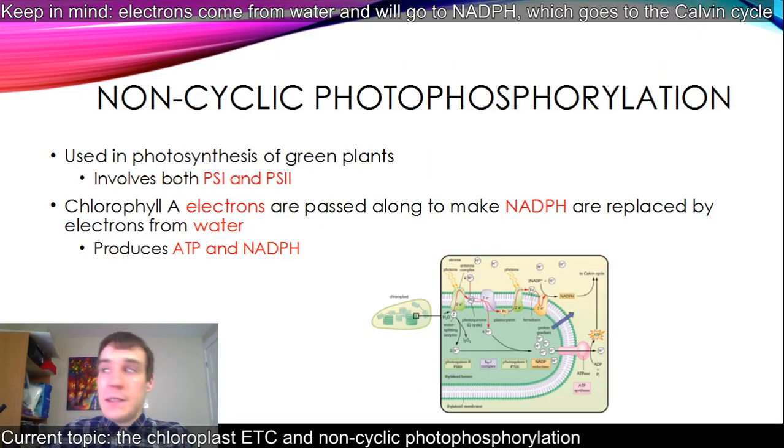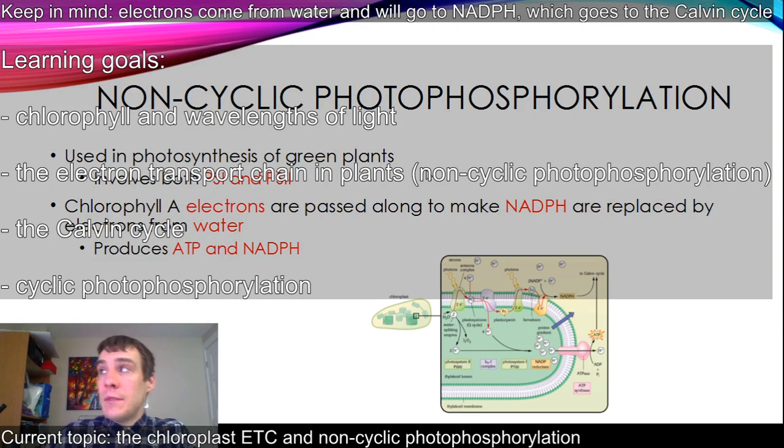So we're talking about non-cyclic photophosphorylation here. Photophosphorylation, if you break down the words, photo for light, phosphorylation is putting a phosphate on something. In this case, we're putting a phosphate on ADP and making ATP. This is kind of a topic that's sometimes confusing for students.